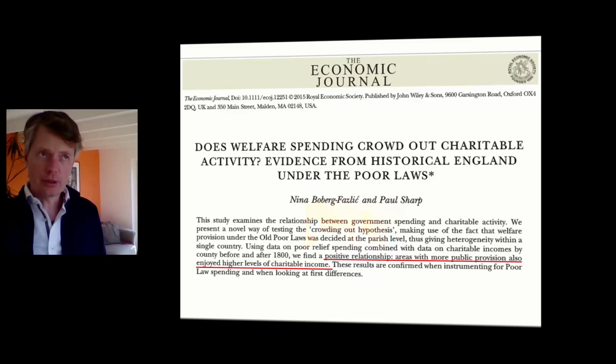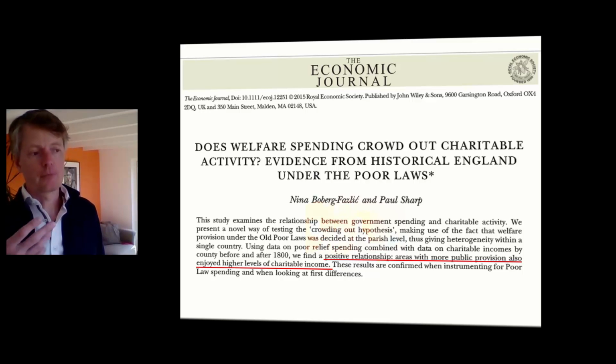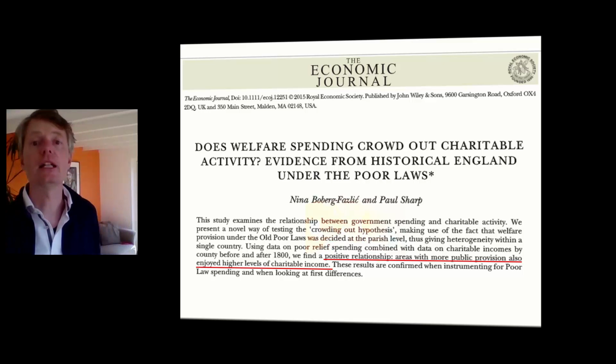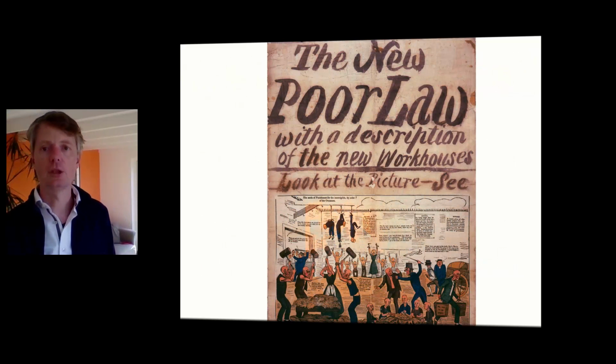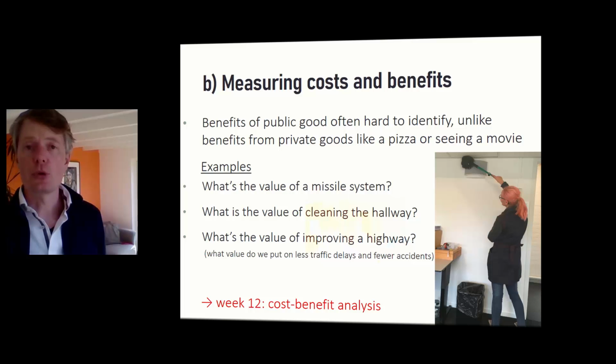So at some point, when this whole trend towards government policies for the poor started, what they actually observed is that public initiative was followed by private initiative. So that's not crowding out, but crowding in. The poor laws. All right, so that's the first challenge, that there may be crowding out of private initiative in response to public provision.